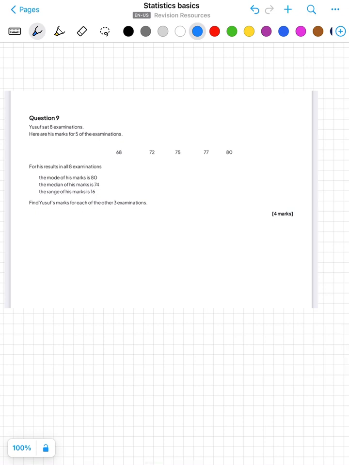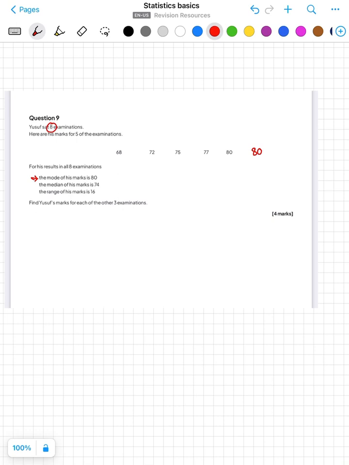Finally, we may need to use the mode, median and mean or range to be able to work backwards. Yusuf has sat 8 examinations, and here are the marks for 5 of them. The mode of his marks is 80. So 80 is the most common. There's only one 80 in this data set. That tells me there's got to be at least one other 80.